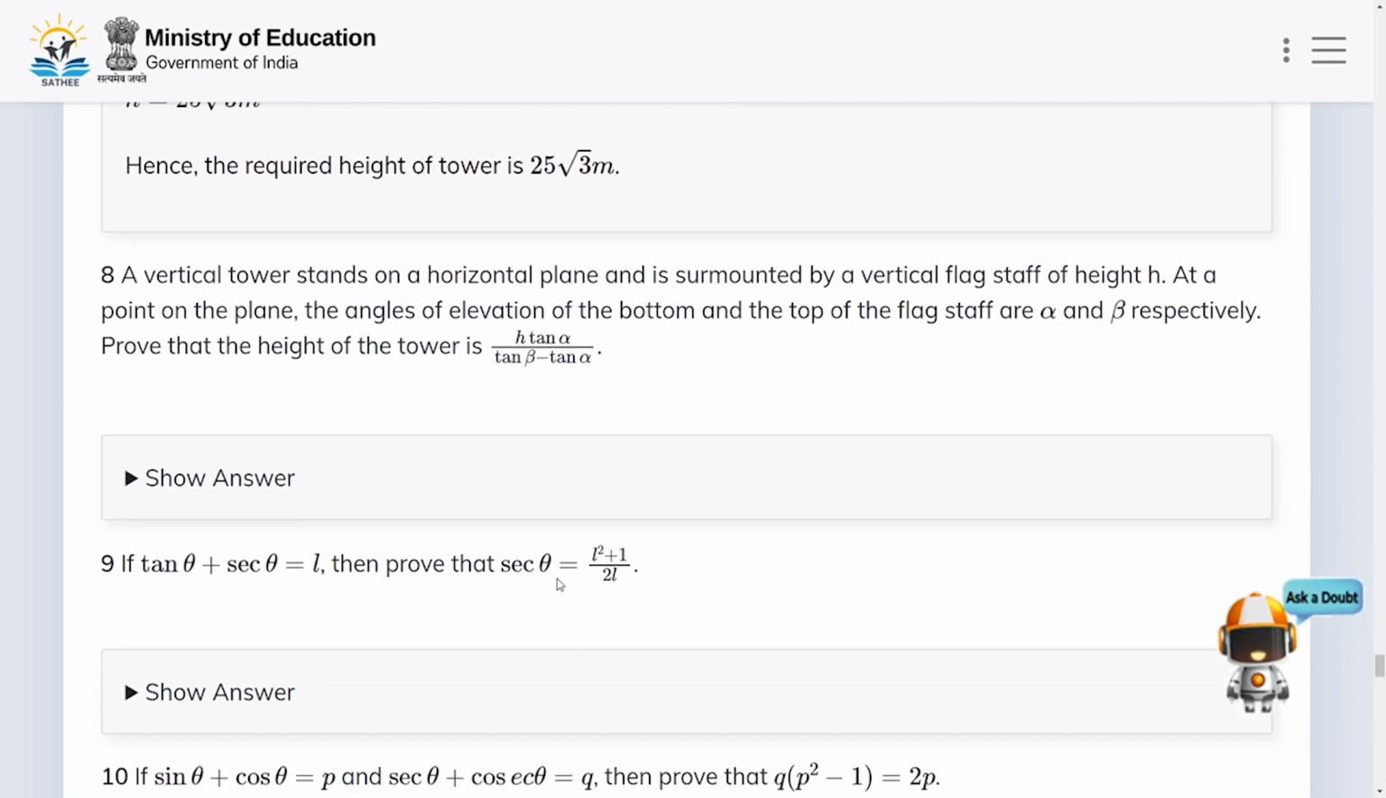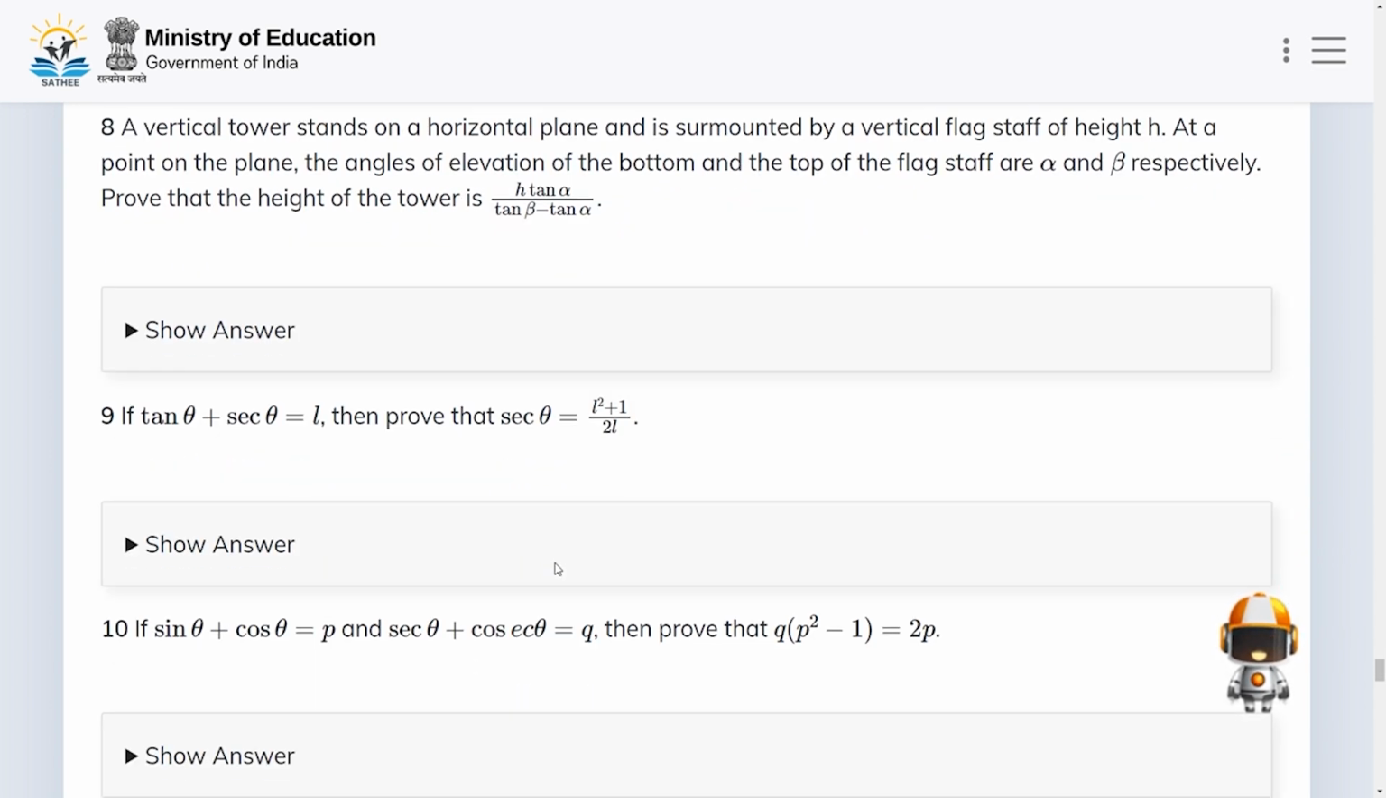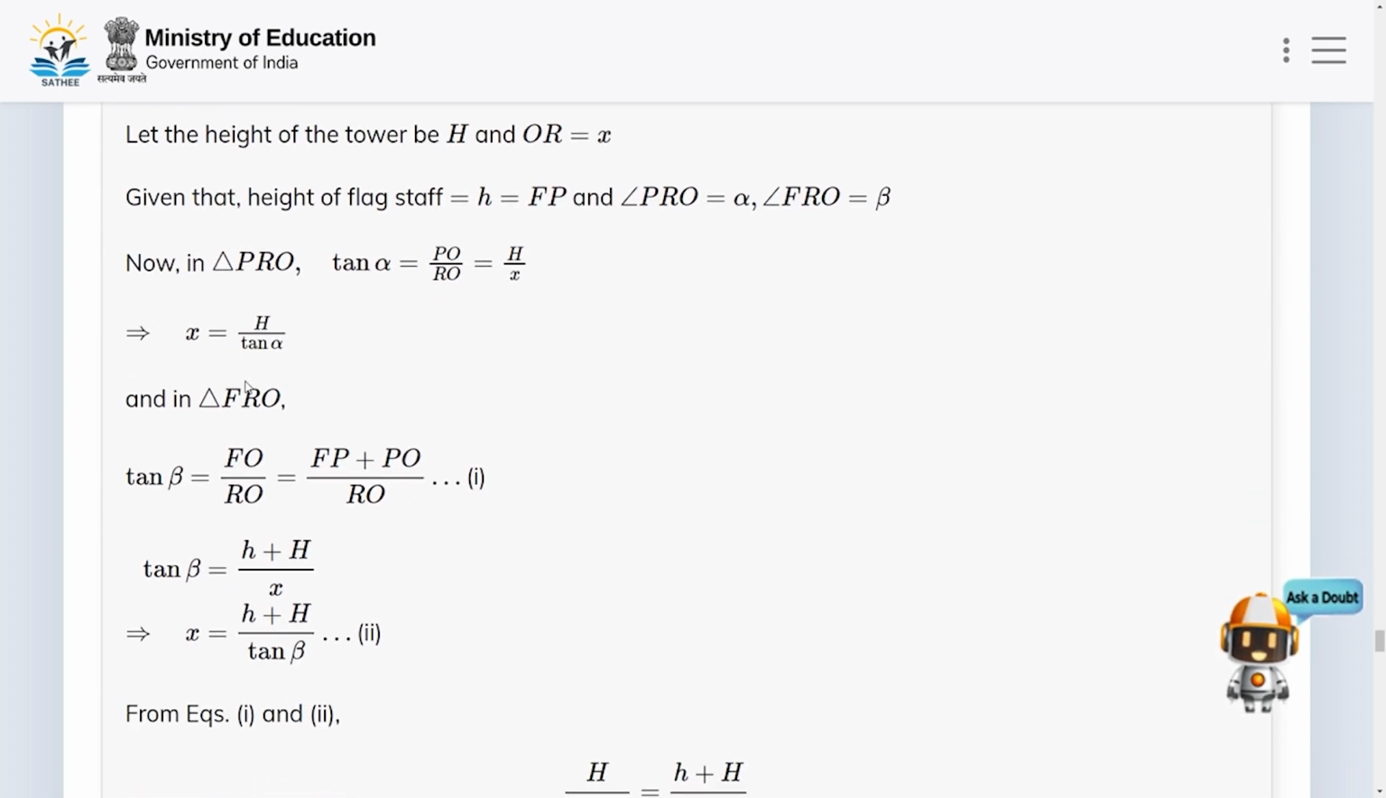So let us solve question number 8. Here we have a vertical tower standing on a horizontal plane, surmounted by a vertical flagstaff of height h at a point on the plane. The angles of elevation of the bottom and the top of the flagstaff are alpha and beta respectively. Prove that the height of the tower is h times tan alpha by tan beta minus tan alpha. Let us see the answer. Let the height of the tower be h and OR equal to x.